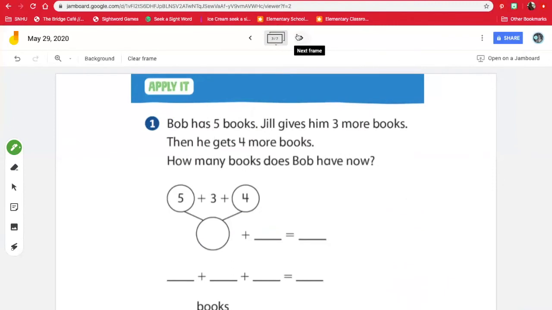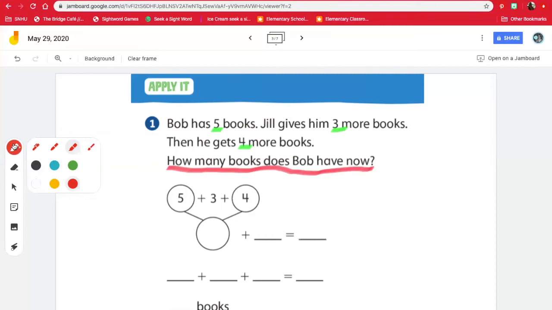Let's look at this problem. It says Bob has 5 books. Jill gives him 3 more books. Then he gets 4 more books. How many books does Bob have now? So we know that the numbers we need are 5, 3, and 4. And the question is asking, how many books does Bob have now? Which means we need to add, because we need to add the 5 that he had before, the 3 that Jill gave him, and the 4 others that someone else gave him.